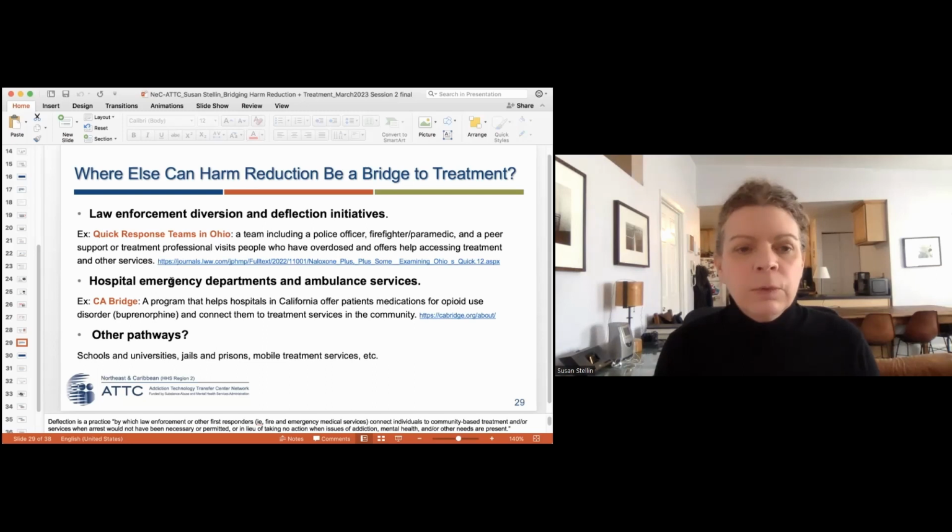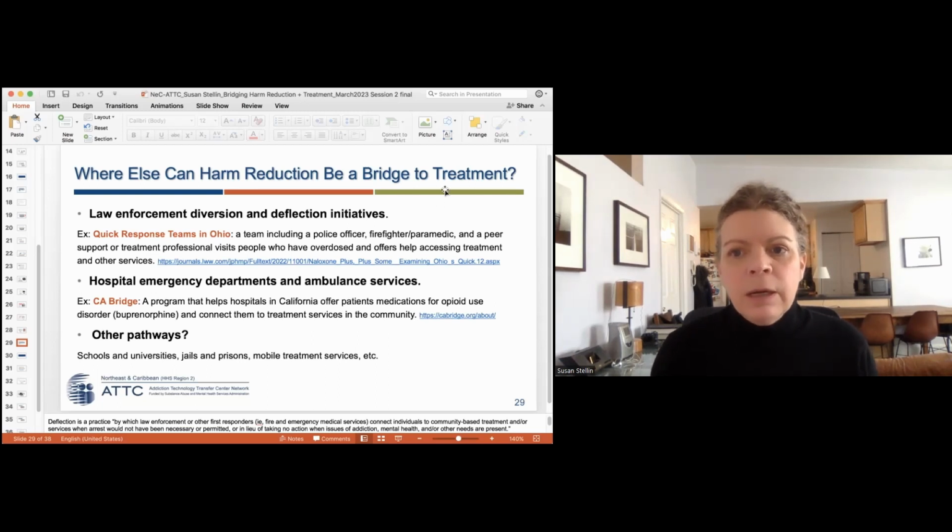Another venue, increasingly, is hospital emergency departments or EMS services. The California Bridge program is a really robust program that helps hospitals in California initiate medications for opioid use disorder and connect people to treatment services in the community. There's a link with more about how that works in California, offering people medications either while they're in an emergency department or sometimes on EMS units out in the community.